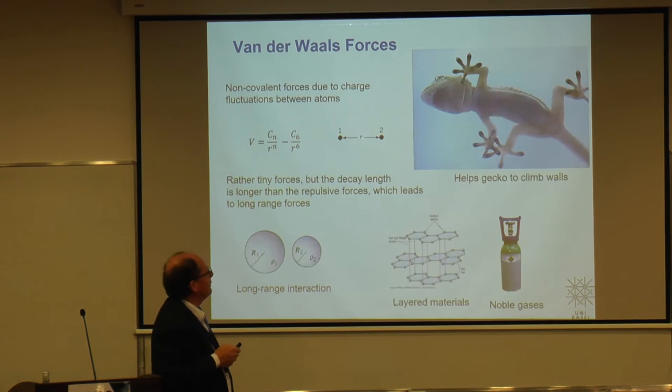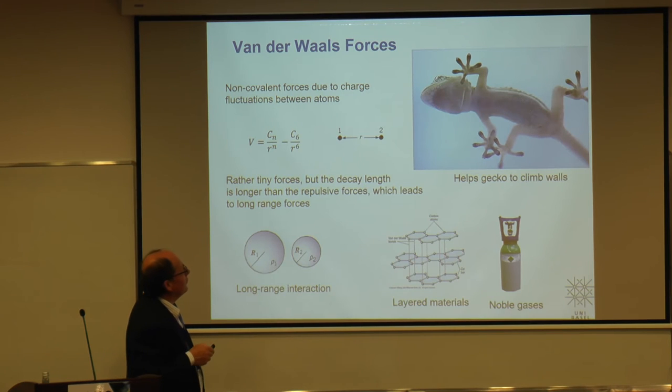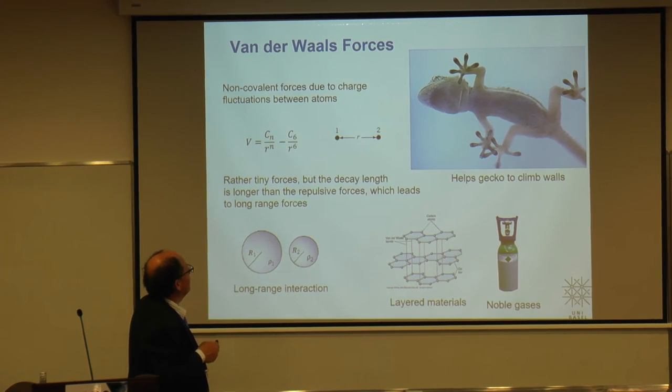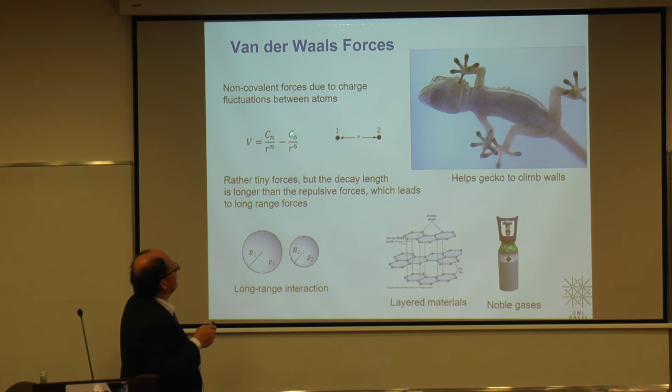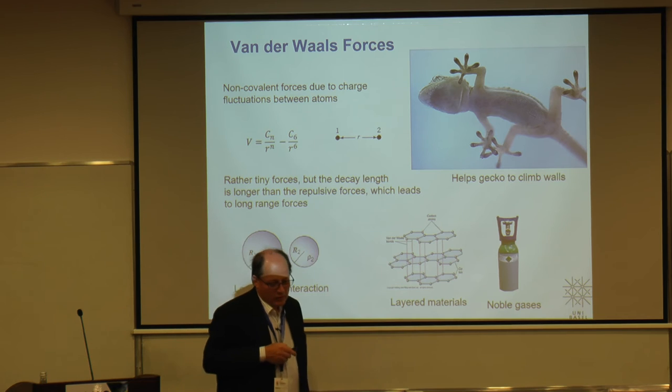It's a bit complicated to explain, but anyhow, this van der Waals, you may know from your studies, this typical Lennard-Jones and this part with R to the 6, that's this van der Waals part, and the C6 we will see in a moment. That's something you can measure by this method.